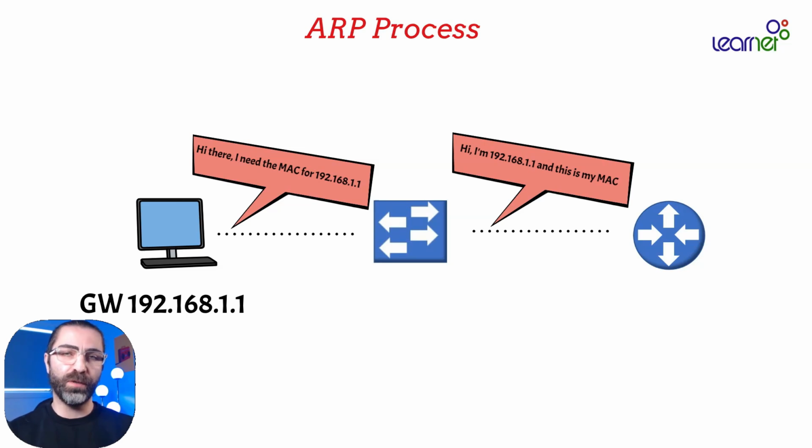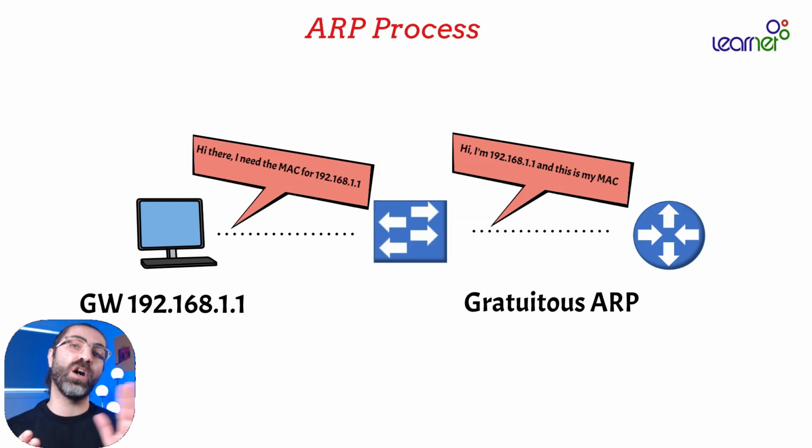This is the normal ARP process, but in some situations, for example when a MAC address changes on a device, the device will send a specific ARP reply which is called gratuitous ARP. This means that no one requested that ARP and no one asked for your MAC address, but you send it deliberately by yourself to everyone and let everyone know that this is my MAC address. It's called gratuitous ARP because you don't have any ARP requests, but you send the ARP replies anyway.